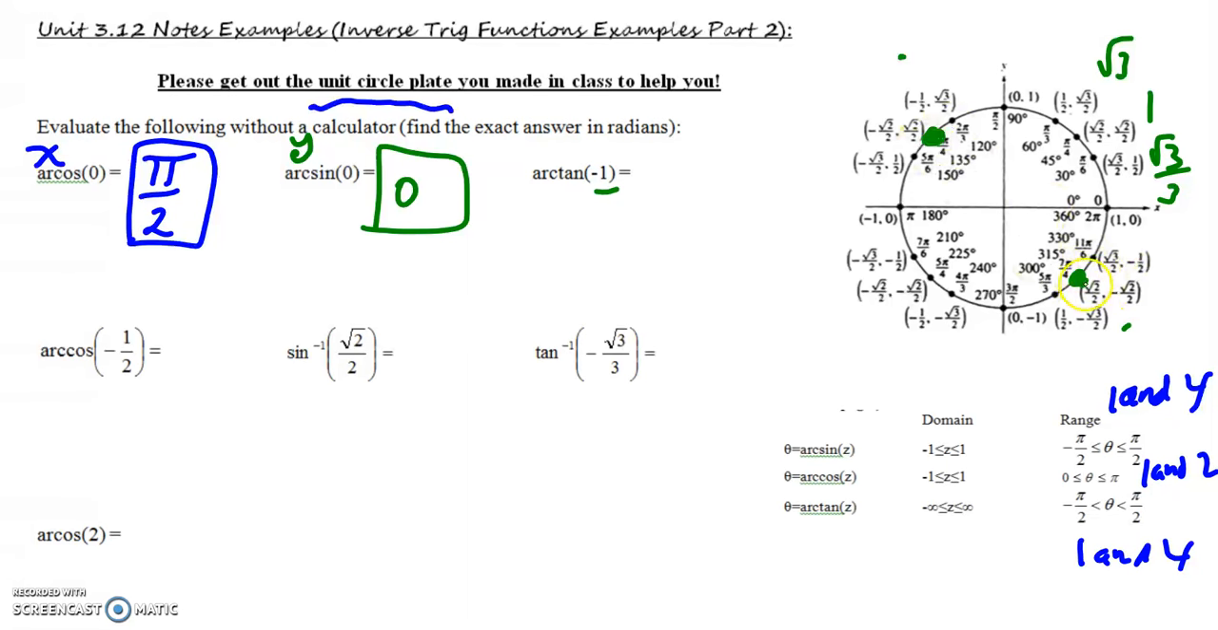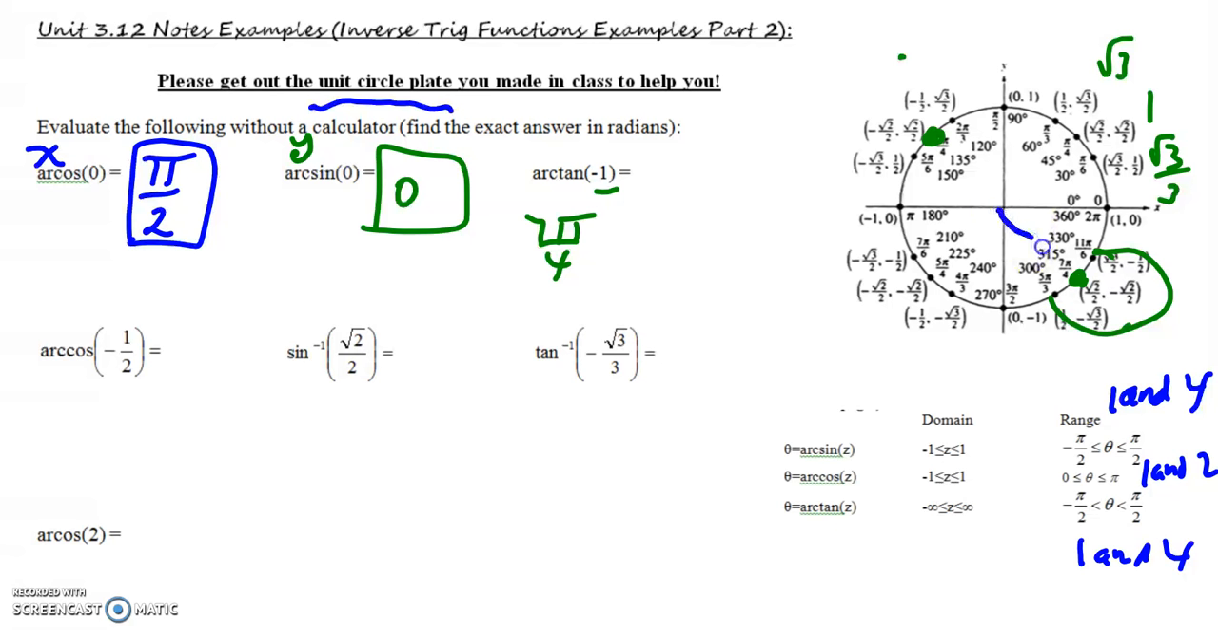Only one of these is in the restrictions, however. Arc tangent is restricted between quadrants 1 and 4. So this is the answer I'm looking for. So according to the unit circle, again, let me erase this for a minute. According to the unit circle, the answer is 7 pi over 4. However, 7 pi over 4 is not between negative pi over 2 and pi over 2. So is there another way we could write 7 pi over 4?